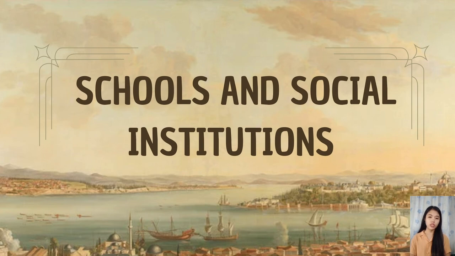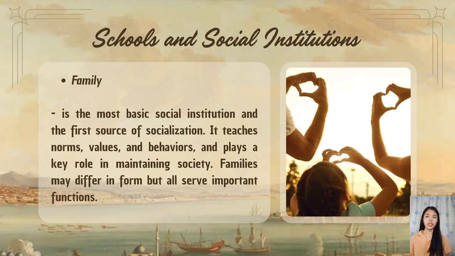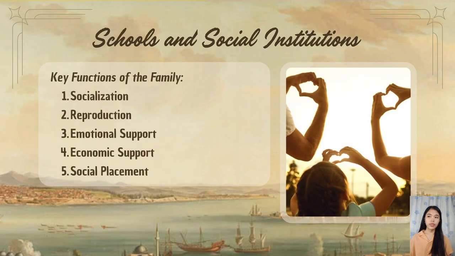And one of the first social institutions of sociological perspective is the family. Family is the most basic social institution and it has five main functions. First is socialization, teaching children cultural norms, values, and language. This is where family teaches children how to behave, communicate, and understand their culture. Second is reproduction, contributing to the continuation of society. This is where family ensures the survival of society by giving birth to and raising children.